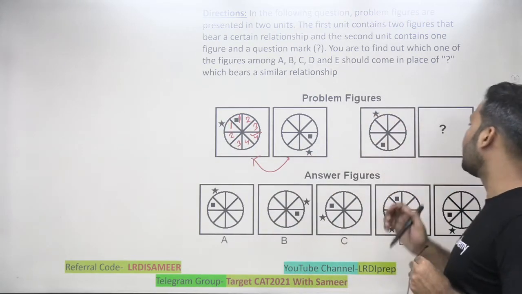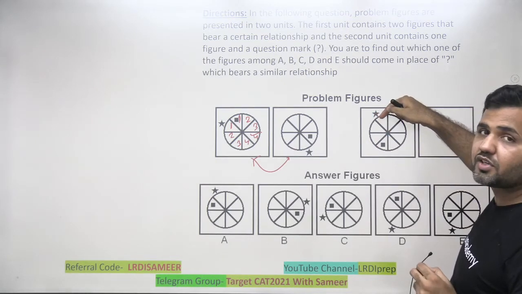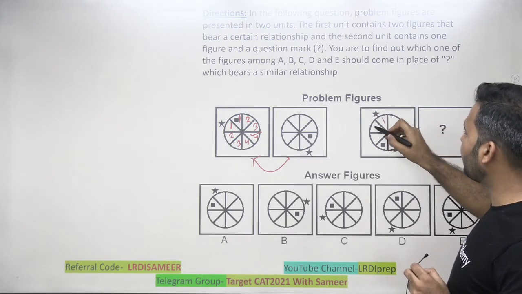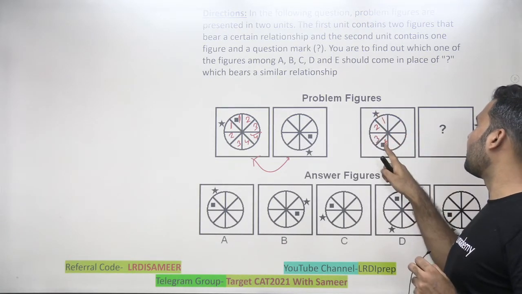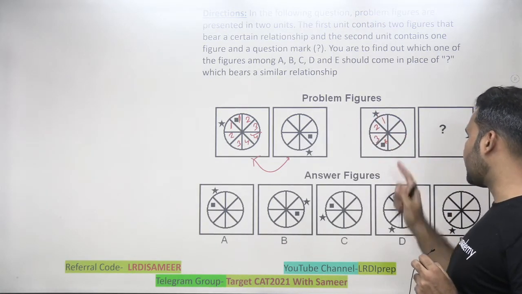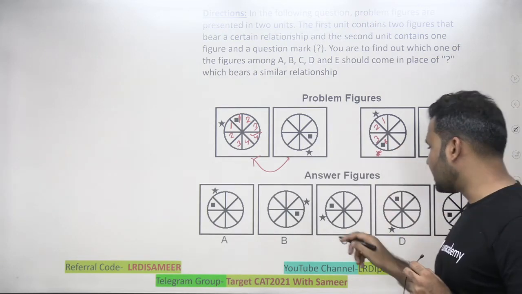So now this is a figure outside. If I rotate it, if I move it 4 steps in the anti-clockwise direction, this is step 1, 2, 3, and 4. So the star will be coming at this part, exactly outside of this, right? So this option is eliminated.